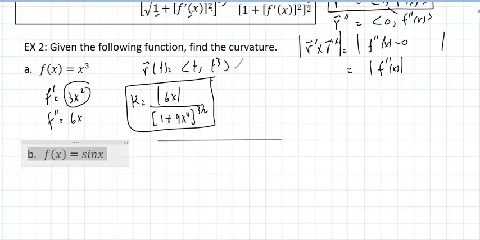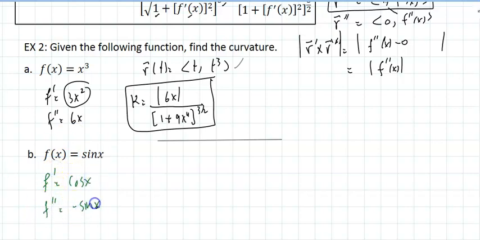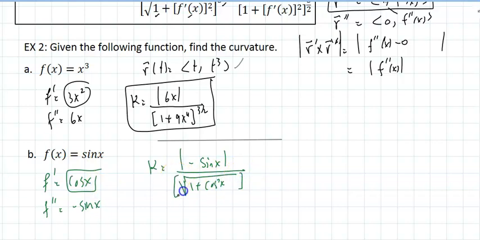Well, what do I need? I need two derivatives. What's f prime? That's the cosine of x. What's f double prime? Negative sine of x. The curvature would be, according to my formula, the absolute value of f double prime over the square root of 1 plus cosine squared of x, cubed. If you give me a value, a point, I could tell you exactly what the curvature is.